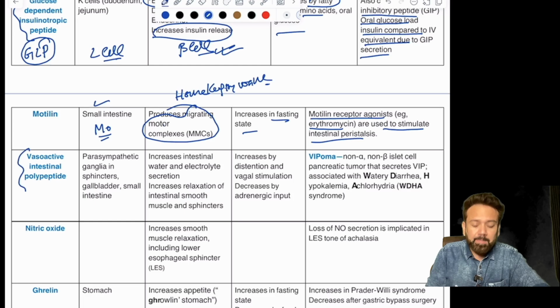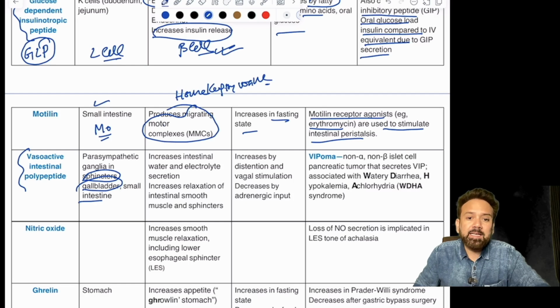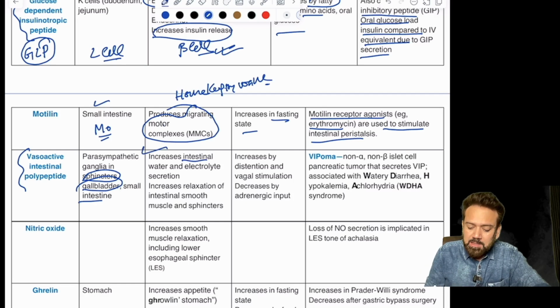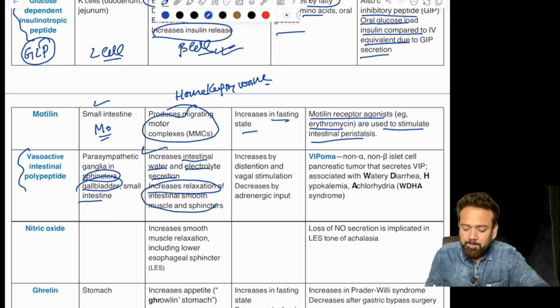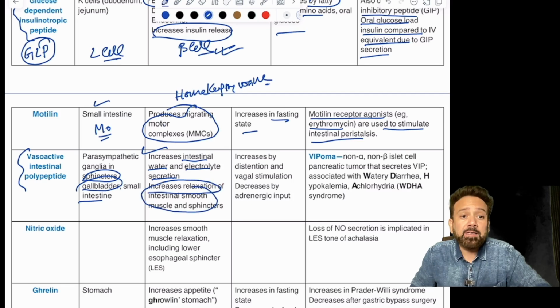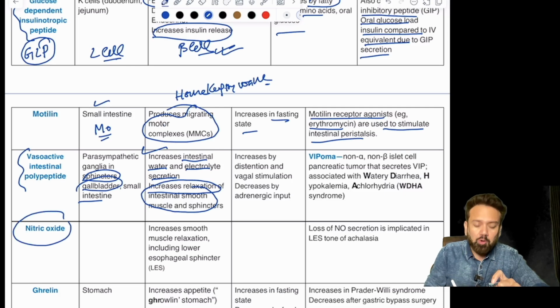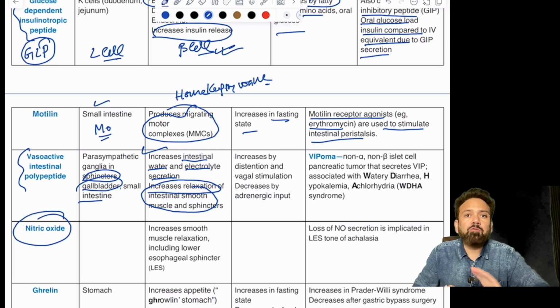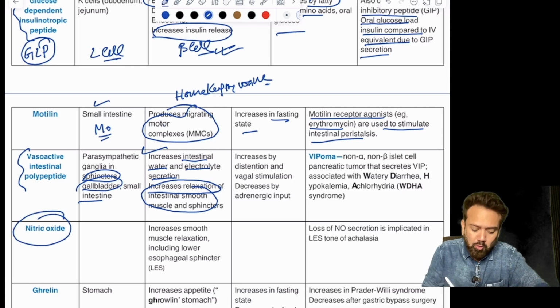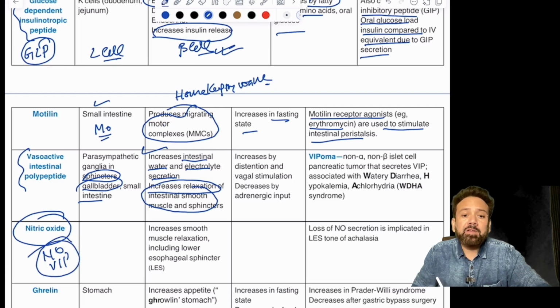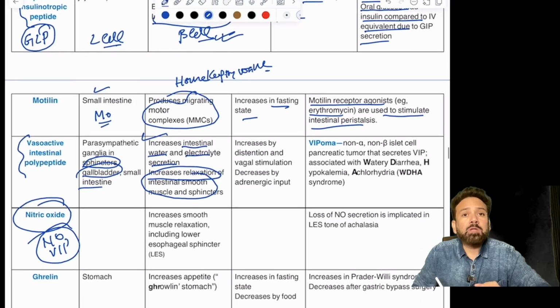Then VIP. The source is parasympathetic ganglia in the sphincters, gallbladder, and small intestine. It increases intestinal water and electrolyte secretion, and increases relaxation of the intestinal smooth muscles and sphincters. Actually, VIP and nitric oxide. Remember, NO VIP. NO is nitric oxide, VIP is vasoactive intestinal peptide. Both are vasodilators. Clear? Both will relax.